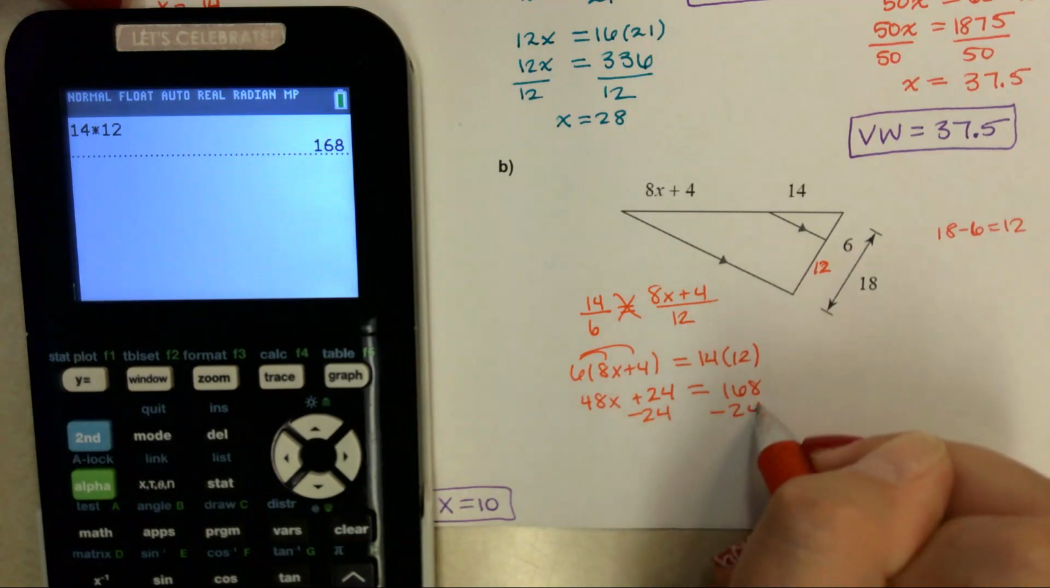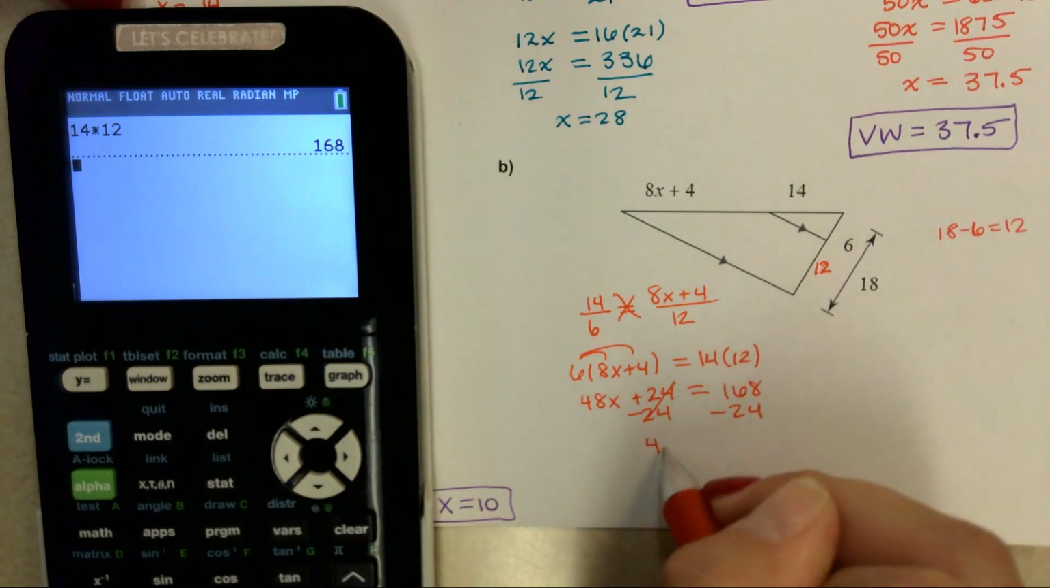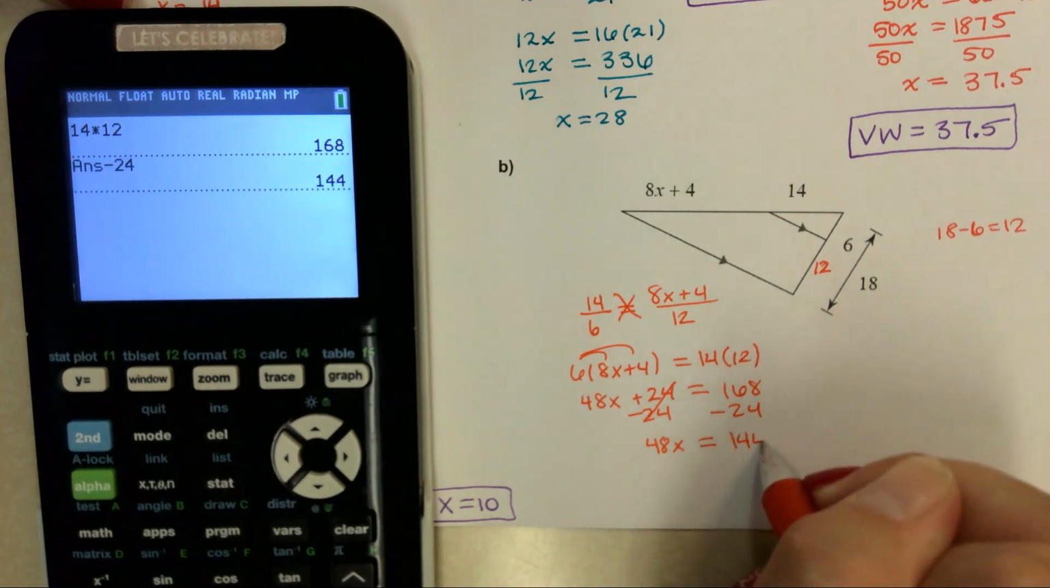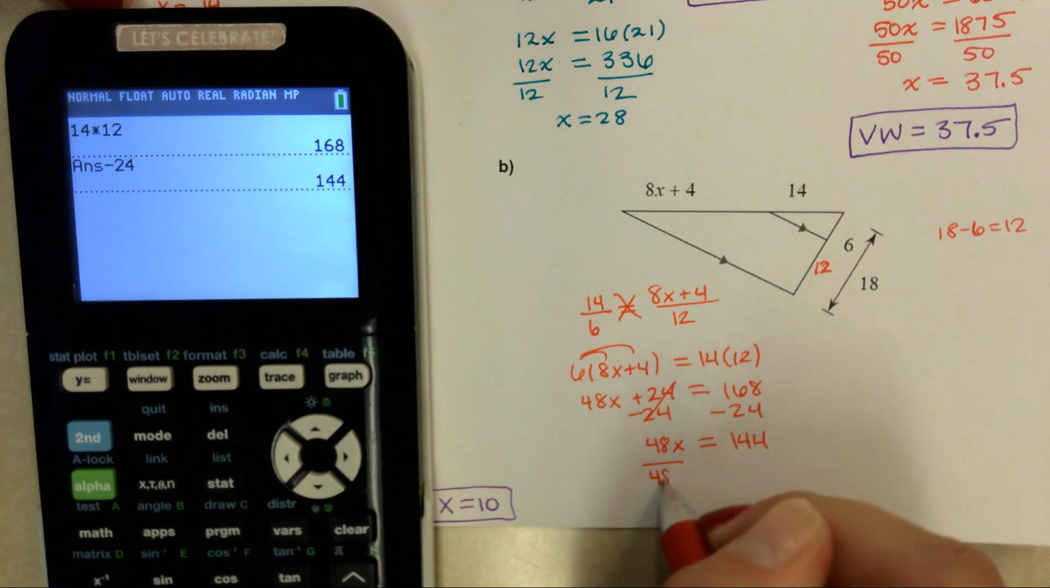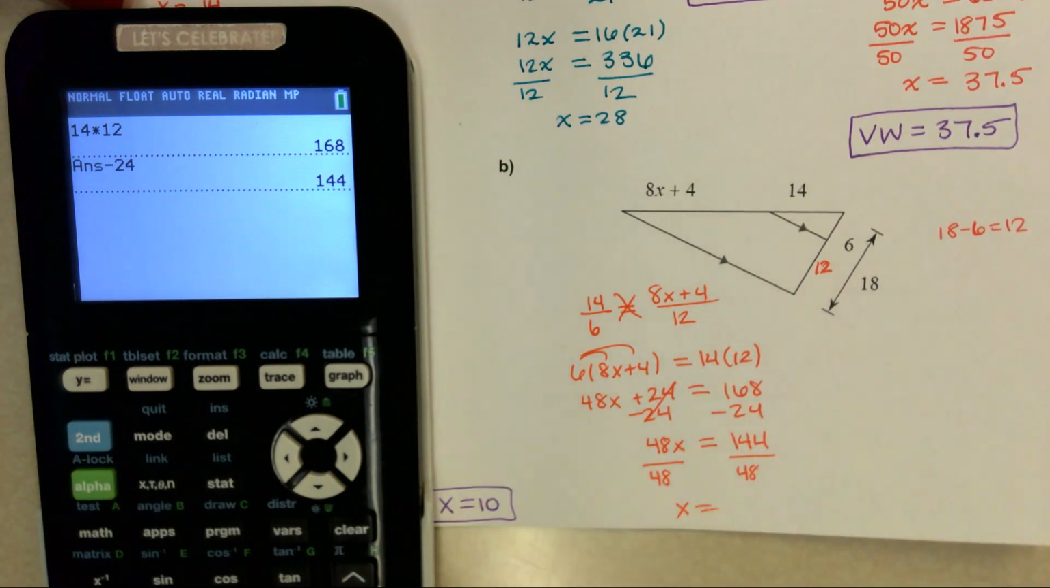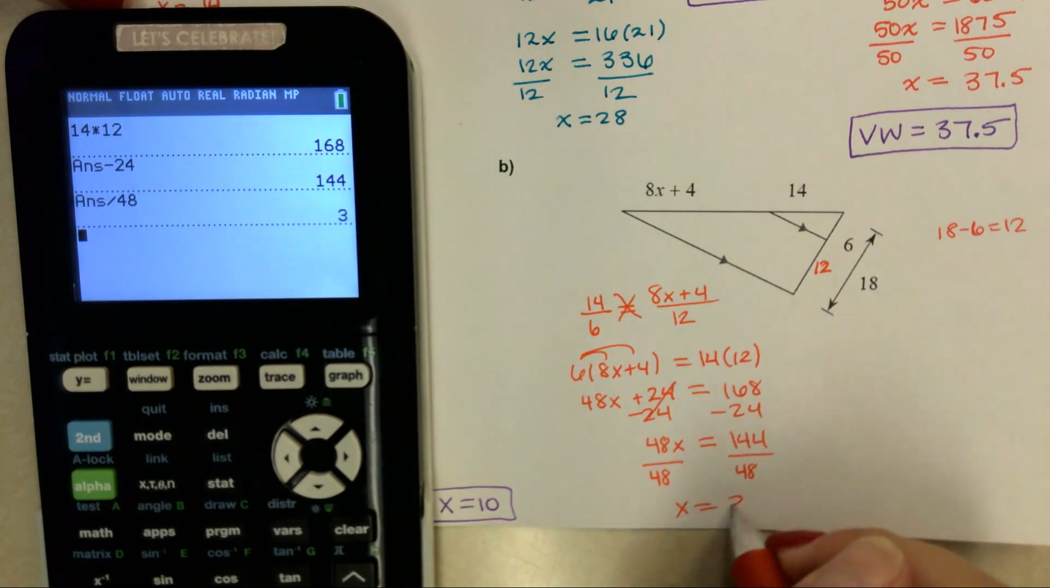Subtract 24 from both sides. And I get 48x equals 144. Divide by 48. And I get x equals 3.